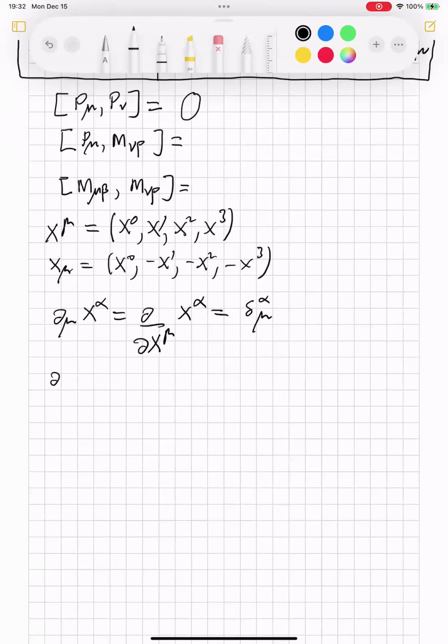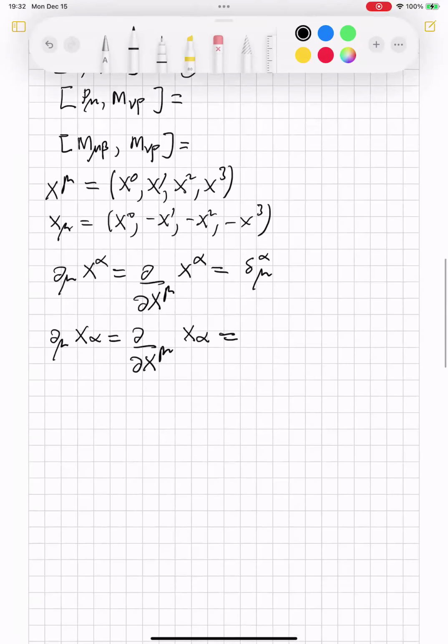If, on the other hand, we calculate d mu on x alpha with the index down, now we're differentiating with respect to a coordinate with the index up, but we're differentiating a coordinate with the index down. You can check that this is equal to eta mu alpha. Eta is the Minkowski metric, so it is a diagonal matrix, and I'm just going to tell you the diagonal elements: 1, minus 1, minus 1, minus 1.